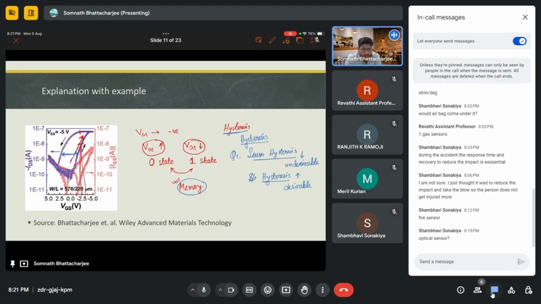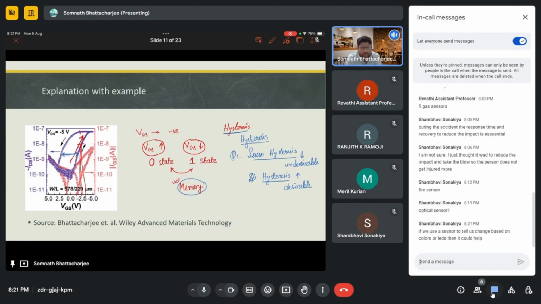Try to just explain that. Why did you think that the optical sensor will be a sensor which will desire the hysteresis effect? It changes based on color solidities, then it could help. Yes, nice answer. Can you elaborate a bit? Good answer actually. Think about the colors maybe. Just wait for a bit, right? You just type the answer.